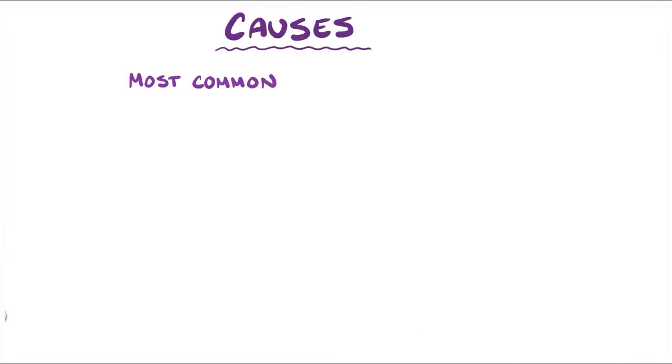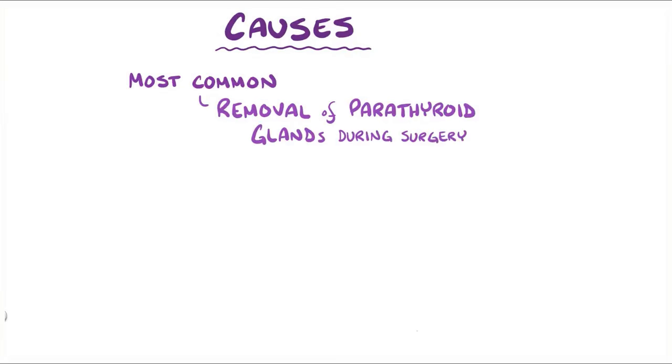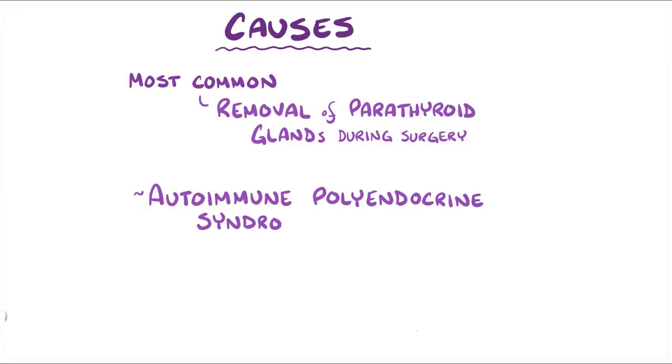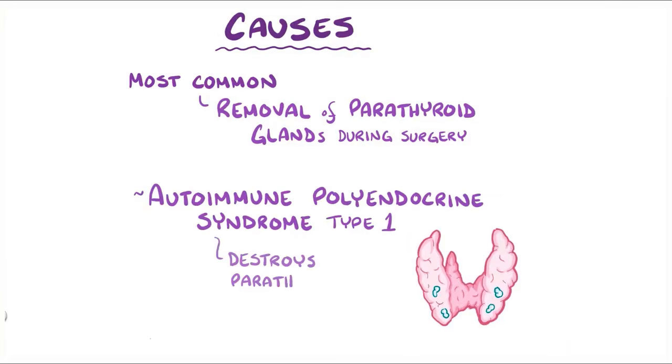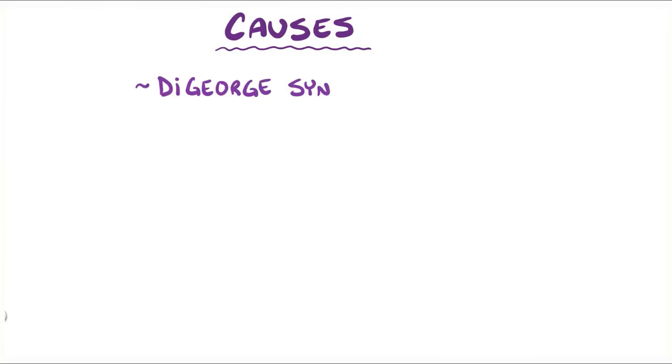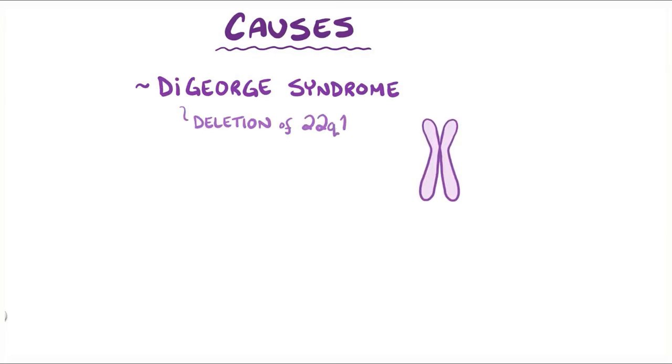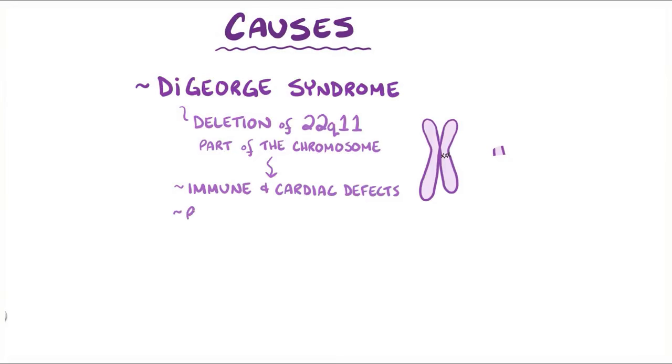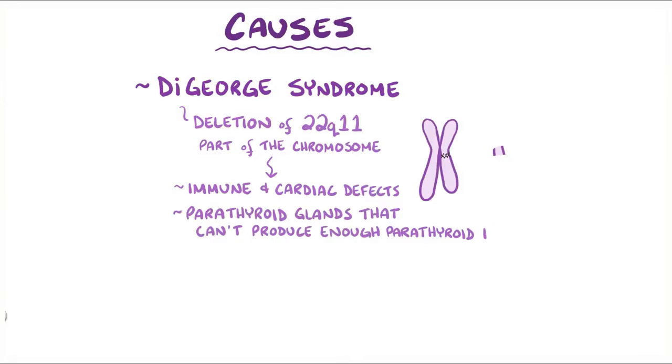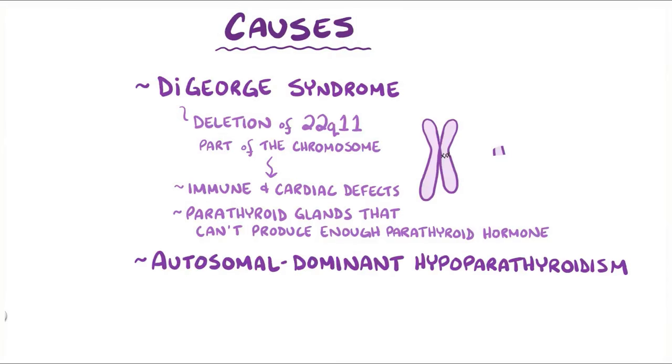The most common cause of hypoparathyroidism is removal of the parathyroid glands during thyroid or parathyroid surgery. Another cause includes autoimmune polyendocrine syndrome type 1, which destroys parathyroid glands. There are also genetic causes like DiGeorge syndrome, which is the deletion on the 22q11 part of the chromosome that causes a variety of immune and cardiac defects, as well as parathyroid glands that can't produce enough parathyroid hormone. There's also autosomal dominant hypoparathyroidism caused by a mutation in the parathyroid cell's calcium sensing receptor.